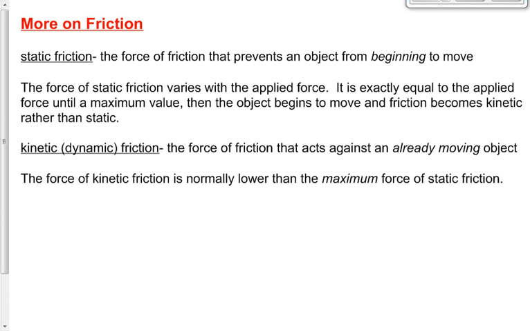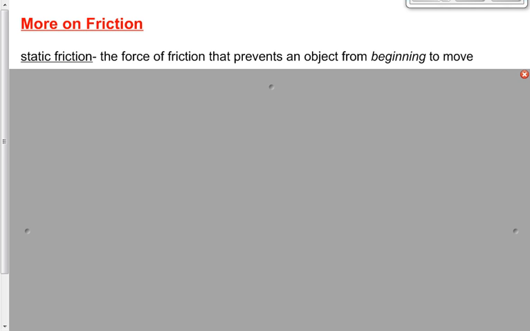That third force that we talked about yesterday was friction. Now we're going to get into a little bit more detail on friction here today. We said yesterday that there were two kinds of friction. The first one was static friction, and that was the one that kept an object from beginning to move. Lane's desk again. Lane's desk is at rest.